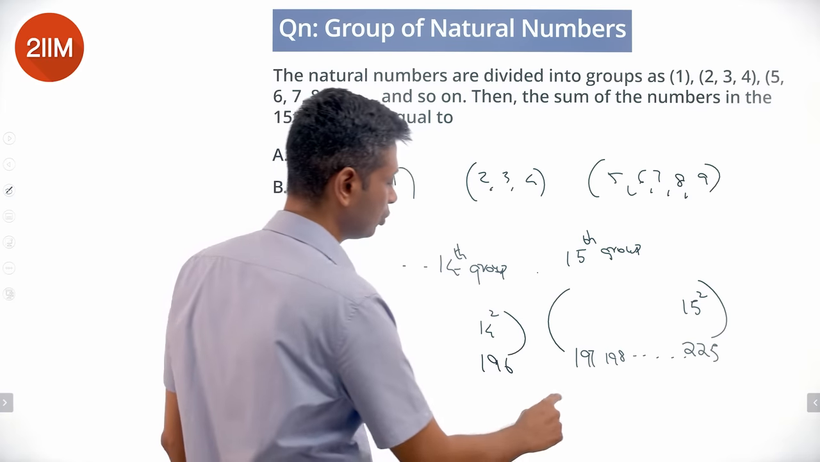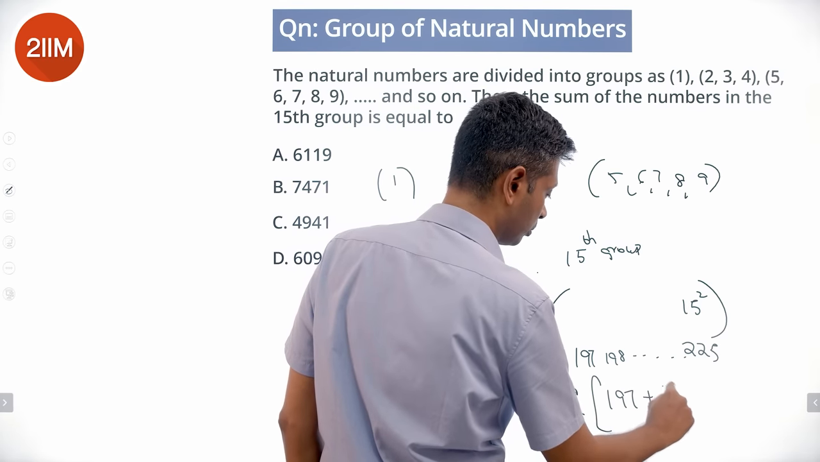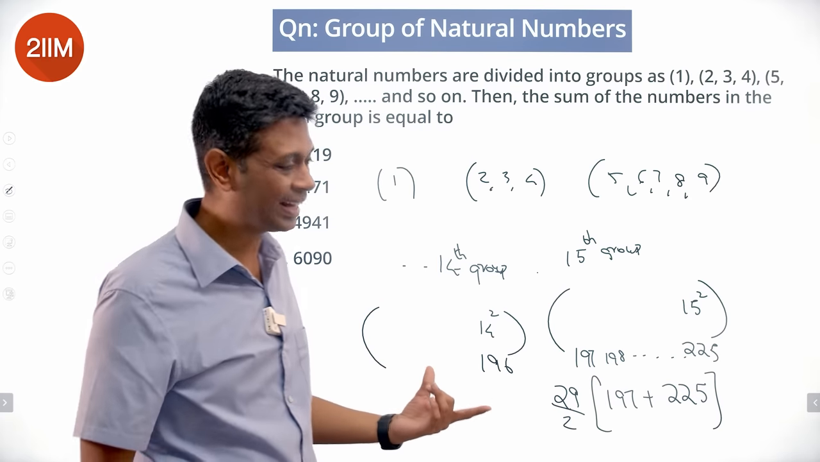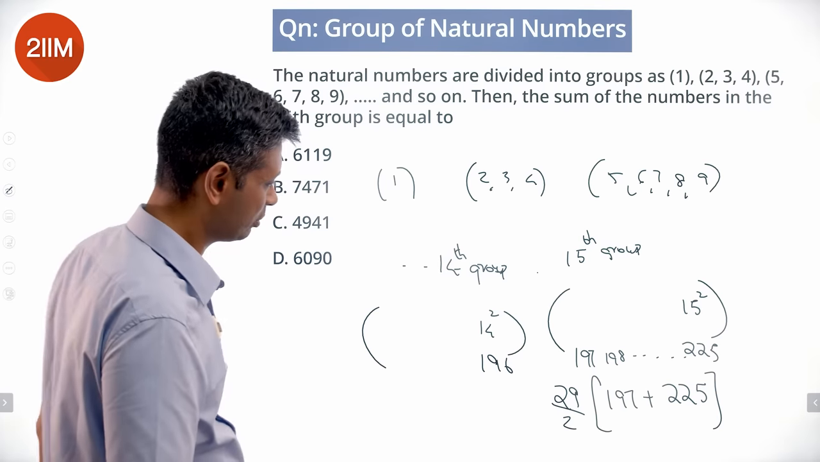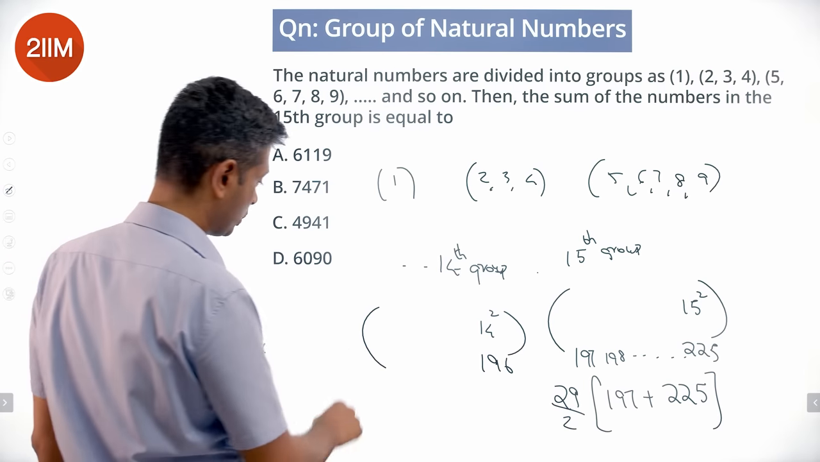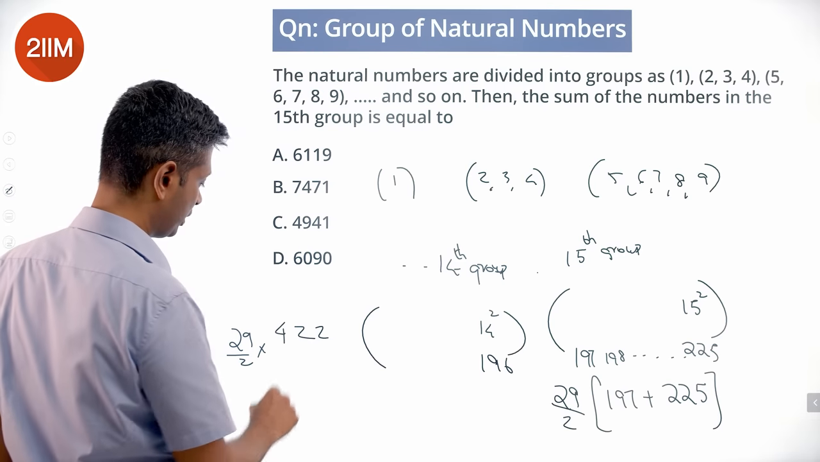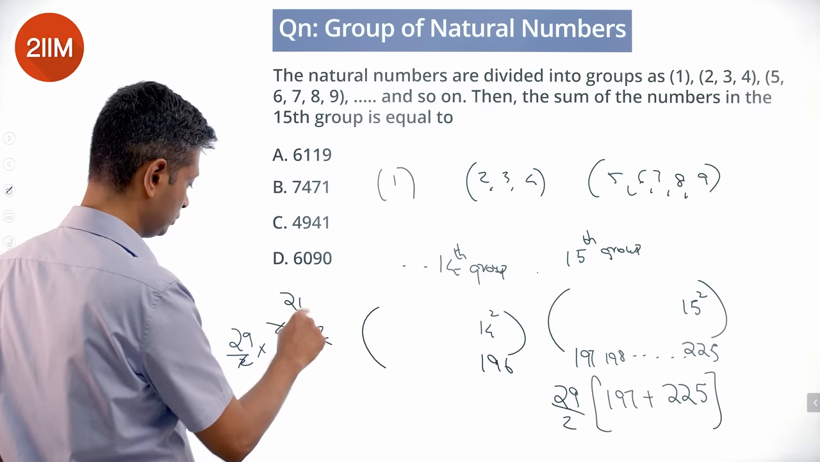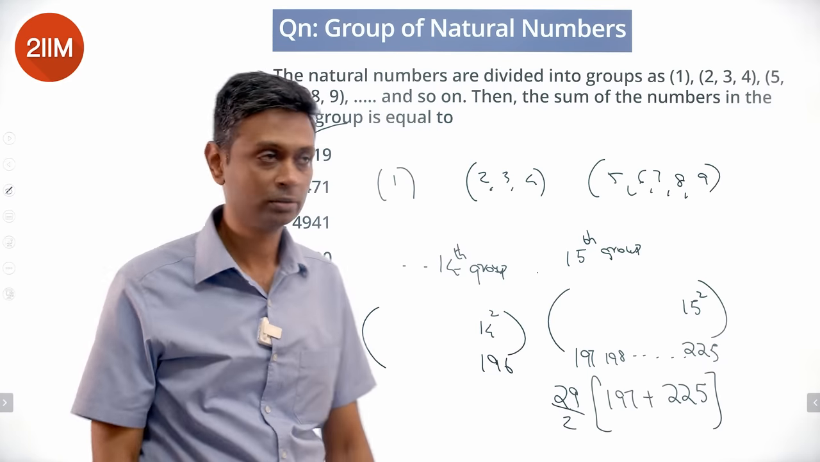Or I can say I'm doing 29 by 2 into 197 plus 225. I'm putting them in pairs. There are 14 and a half pairs. 29 by 2 into 197 plus 225, whatever that turns out to be. 197 plus 225 is 422, half of which is 211, into 29, which should end in 9. The answer is 6119, it should work.